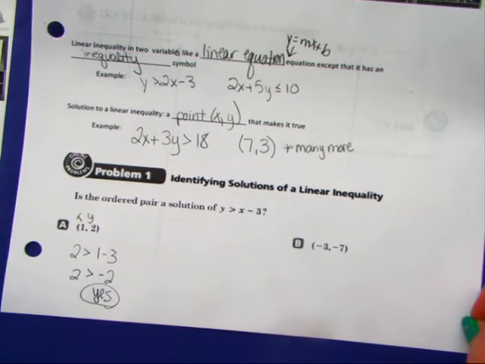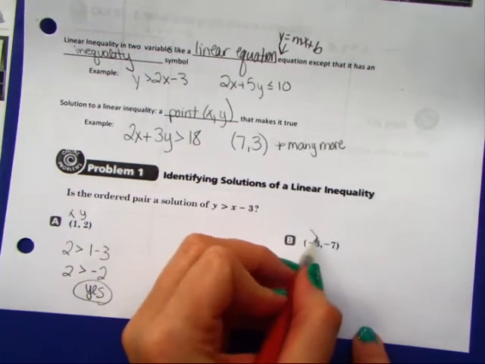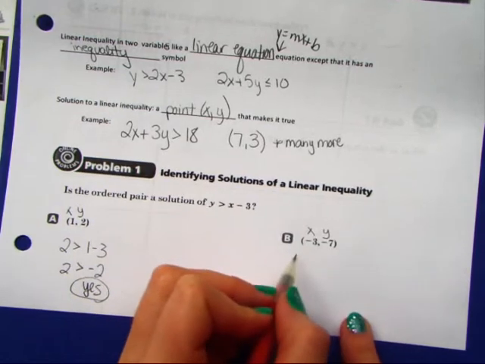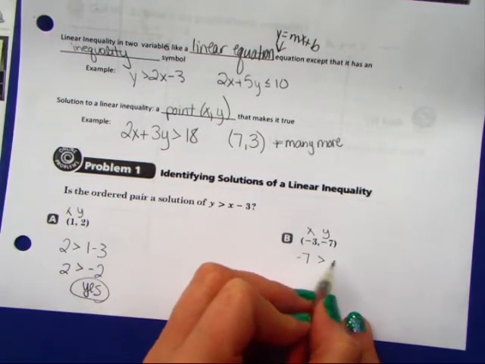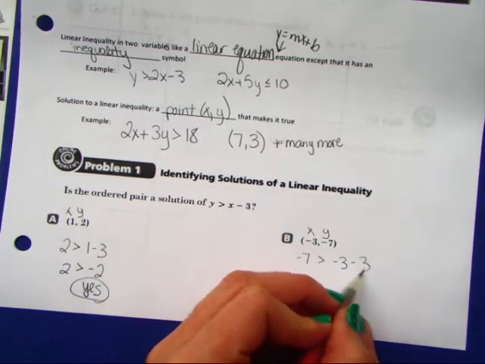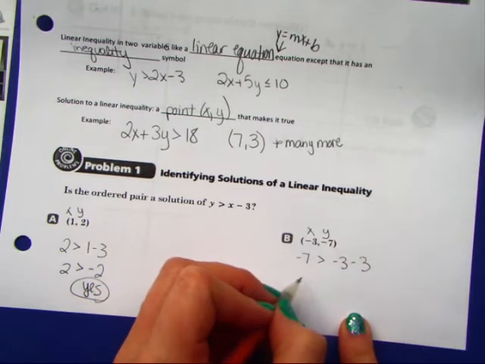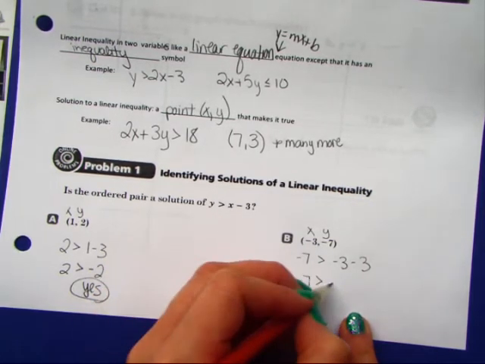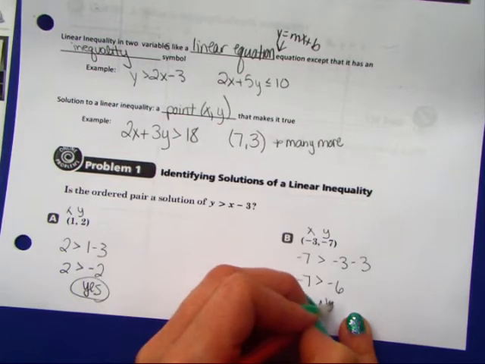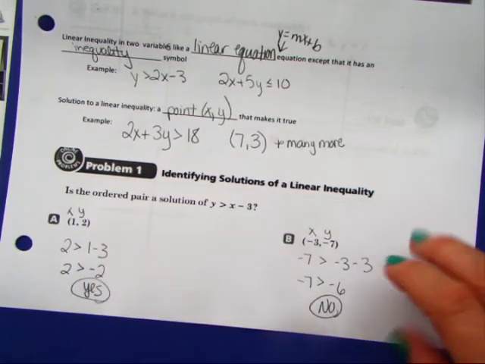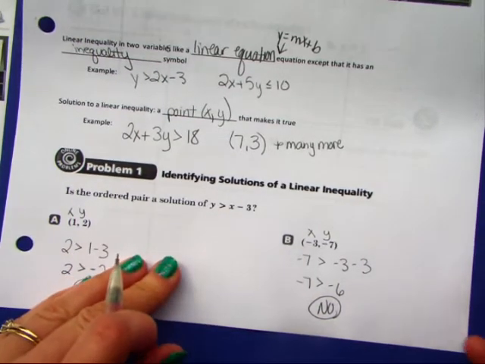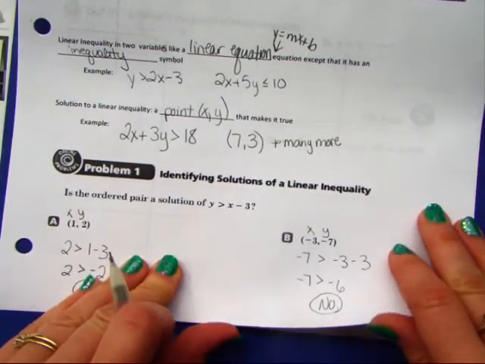And then part B, we just need to practice with our negatives. Remember, points are (x, y). So we're going to do negative 7 and see if that's greater than negative 3 minus 3. We're just plugging in x's and y's. That's like asking, is negative 7 greater than negative 6? No, that is not true. So that's pretty much that simple. You just take a test point and see if it's true or false. Okay? Moving on.